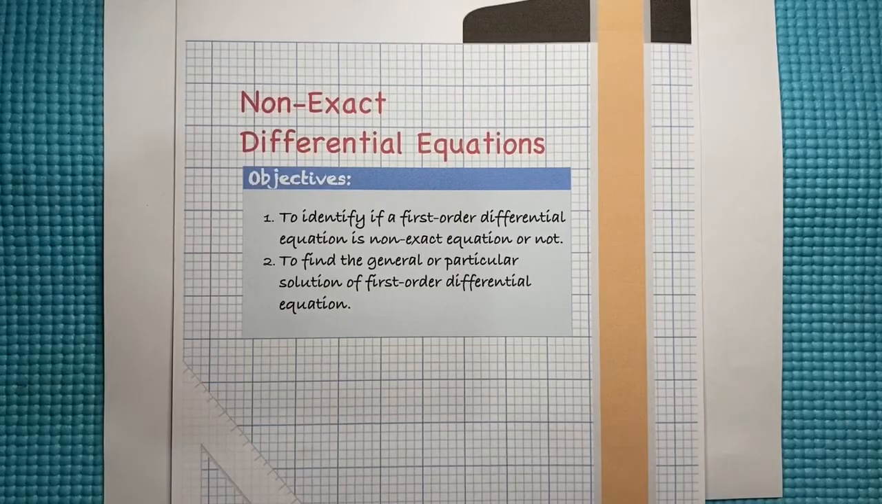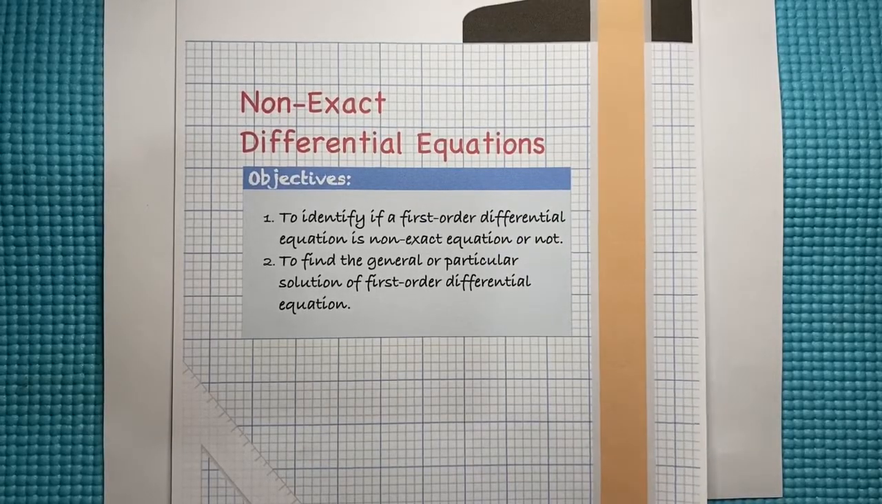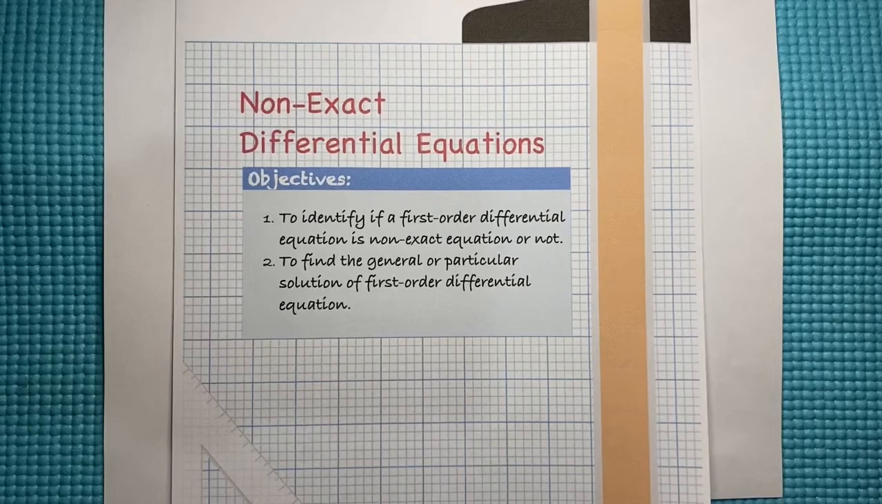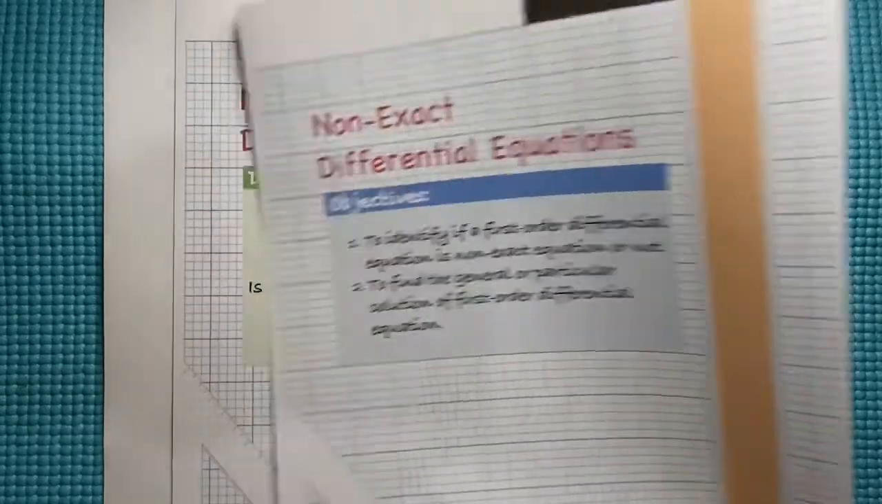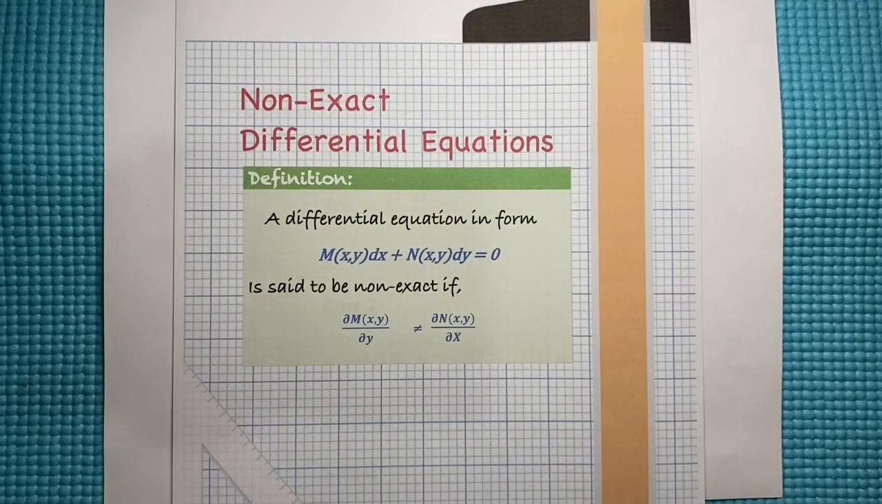And it also follows that once you are able to identify that it is a non-exact equation, the student should be able to determine the general or the particular solution of the first order differential equation using the method for non-exact differential equations. So how do we differentiate a non-exact differential equation from other methods for first order differential equations?